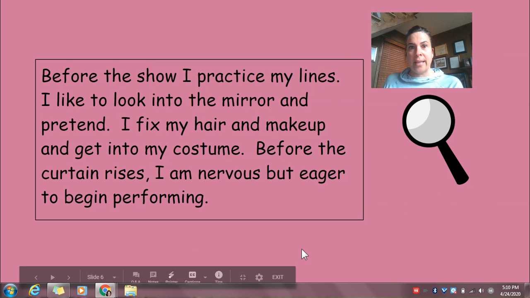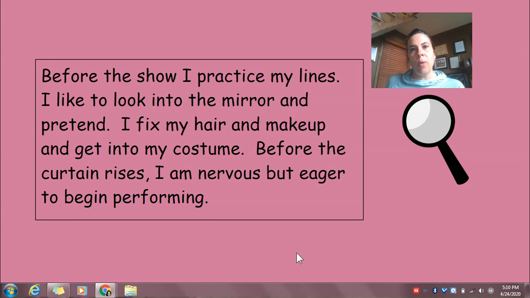Here's my magnifying glass. Be ready to listen for clues. Before the show, I practice my lines. I like to look into the mirror and pretend. I fix my hair and makeup and get into my costume. Before the curtain rises, I am nervous but eager to begin performing. What's your inference about what the text or this passage is about? And what are your clues? Fill in your sheet now. You can pause me.